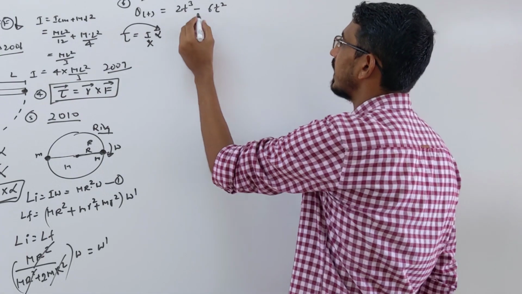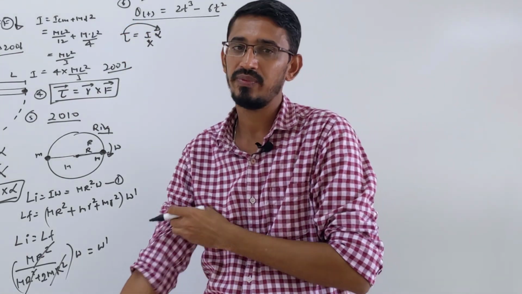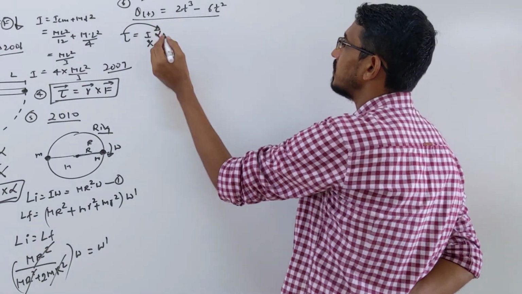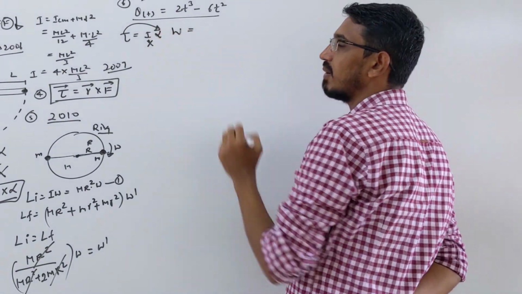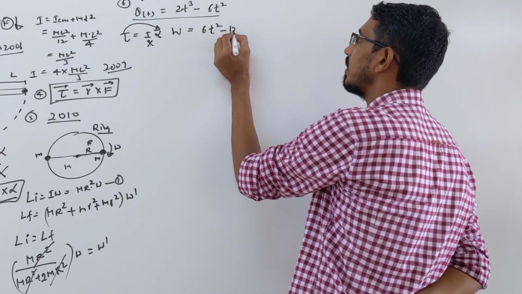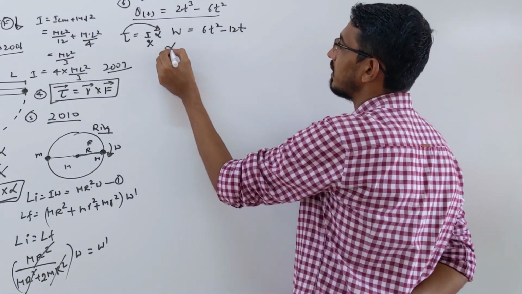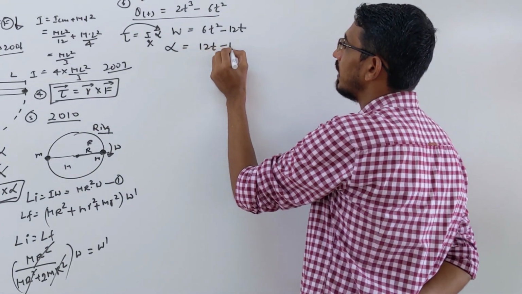So let's find the angular acceleration. This is a displacement equation given. We can find velocity and acceleration by differentiating it. First you get the angular velocity, which becomes 6t square minus 12t. Differentiate again to get the acceleration, which becomes 12t minus 12.